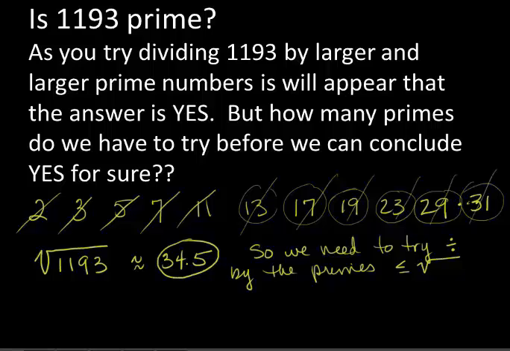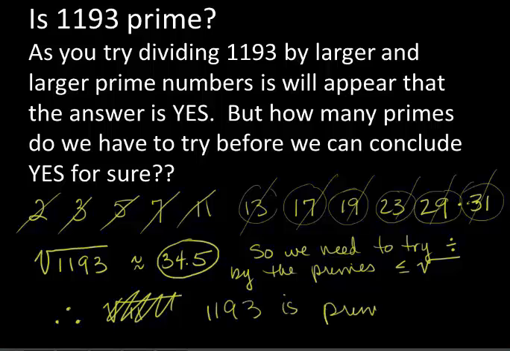So since 1,193 is not divisible by any prime less than or equal to its square root, we can conclude, by the way, 3 dots in the corners of a triangle means therefore. Therefore, 1193 is prime. It's a prime number. It has no divisors other than 1 and itself.